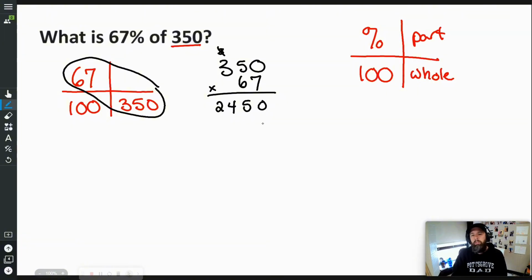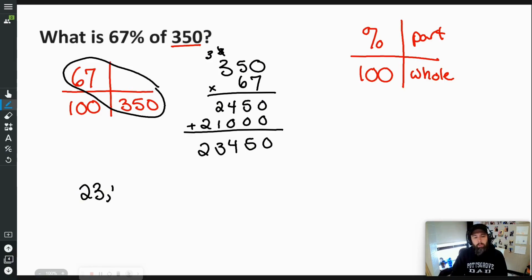Now, moving to the tens place value, write out that 0. 6 times 0 is 0. 6 times 5 is 30. Write out your 0, carry the 3. 6 times 3 is 18. 18 plus 3 is 21. Now we add those guys up. 0 plus 0 is 0. 5 plus 0 is 5. 4 plus 0 is 4. 2 plus 1 is 3. And nothing plus 2 is 2. So we end up with 23,450.